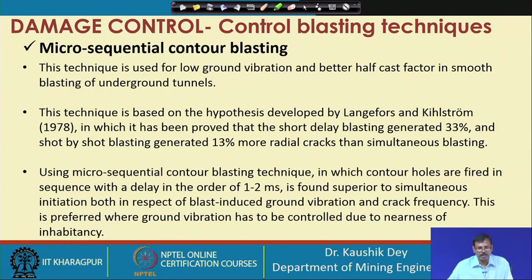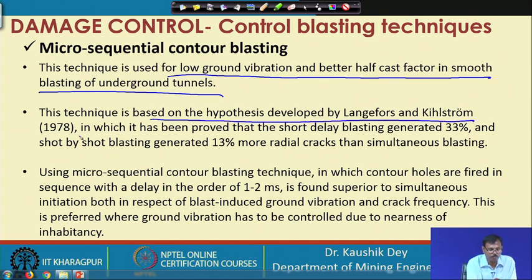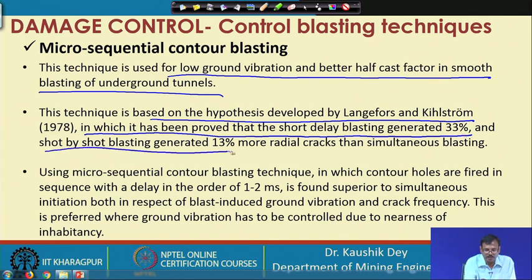Micro-sequential blasting is a special type of blasting which was basically proposed by Langefors-Kihlström and later practiced by Professor Rustan. This technique is used for low ground vibration and better half-cast factor in smooth blasting of underground tunnels. It is based on the hypothesis developed by Langefors-Kihlström from his experience with plexiglass. It has been proved that short delay blasting generates 33% and shot by shot blasting generates 13% more radial cracks than simultaneous blasting.